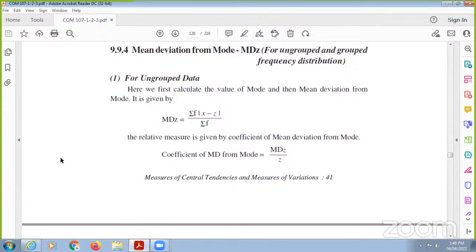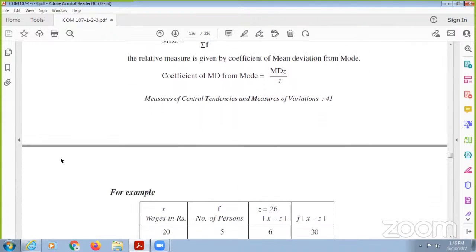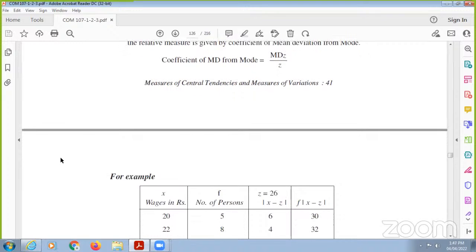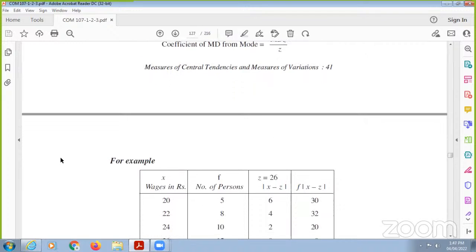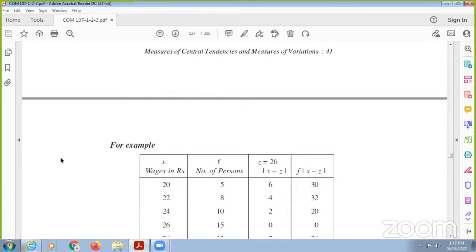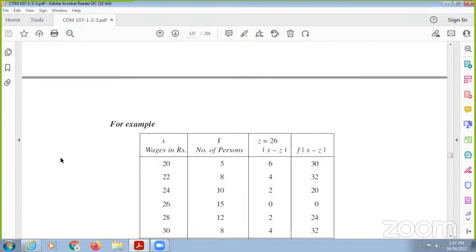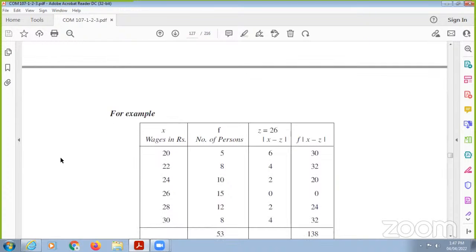Here is an example also given for you. Example for wages in rupees and number of persons. Wages in rupees 20, number of persons 5. Wages in rupees 22, number of persons 8. 24, 10, 26, 15, 28, 12, and 30, 3.